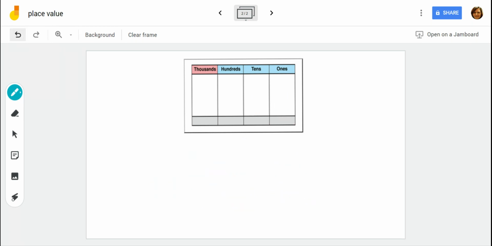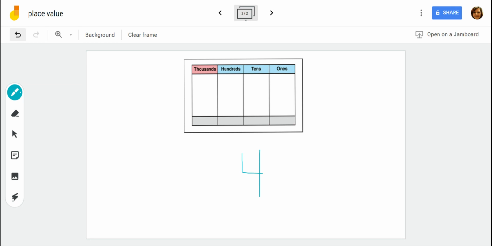Okay, let's try another number. How about 375? Can you figure out which number is in the hundreds column? That's right, the 3. Can you figure out which number is in the ones column? That's right, the 5. So the 7 is in the tens column, 375.